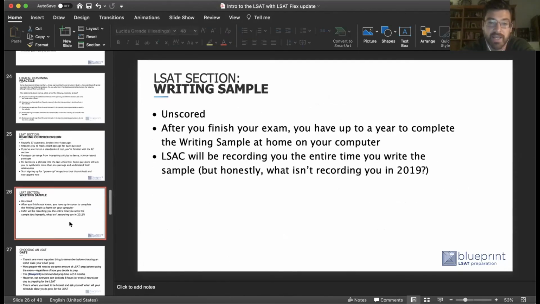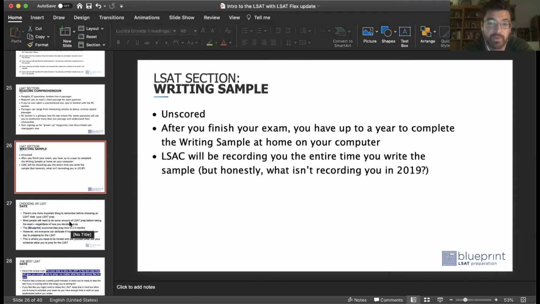Once you're done with the exam, all 3 sections, you're taking the writing sample. This is going to be done at home. Whether it's Flex or not, it's going to be done at home. It is unscored, but as we discussed, do not blow it off because it's something that's going to be read by the admissions team.